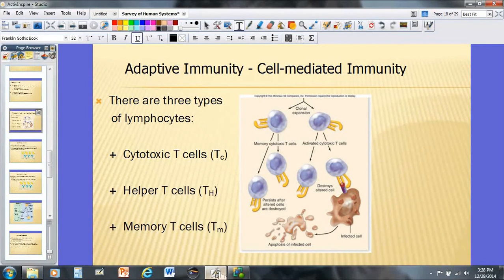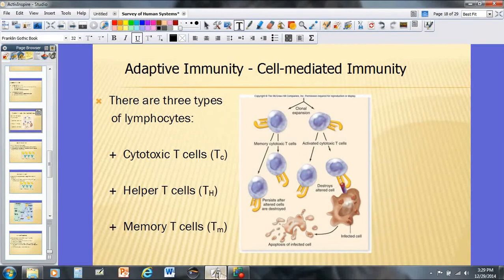Cytotoxic T cells will recognize and destroy the non-self or foreign invading cells. Some will do this through direct attack. They will actually attach to and destroy the cell. Some will attach to the cell, force their way through the membrane, and cause the infecting cell to go through apoptosis.